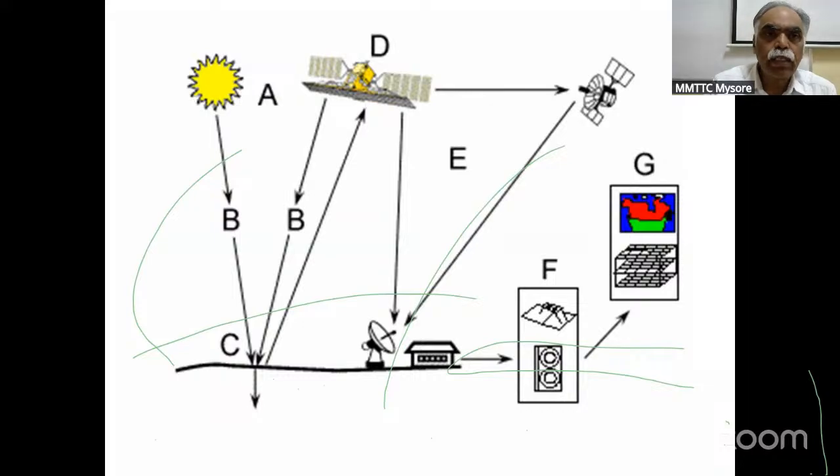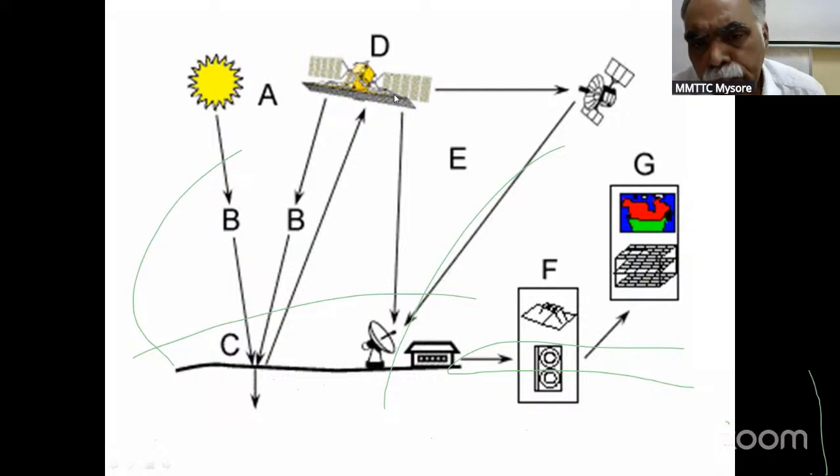The reflected light will have waves, meaning the sun rays themselves have wavelengths, and when they fall on the ground, they are reflected back, and these reflected waves are sensed and captured by the satellite sensors. That is what we are seeing in this figure. A is the Sun, B is the sunlight, C is the land, and we see the reflected light going back to the satellite, and D is the satellite. It is captured in this satellite.